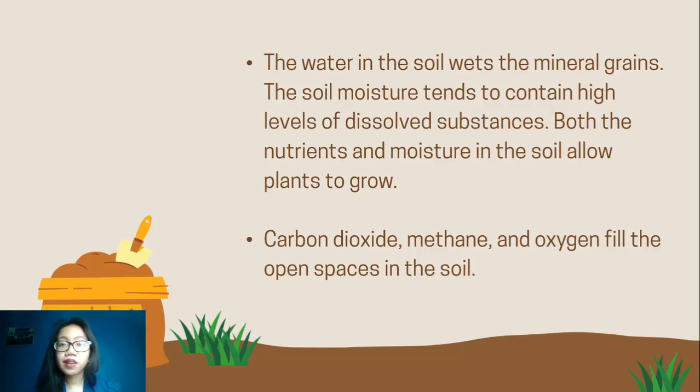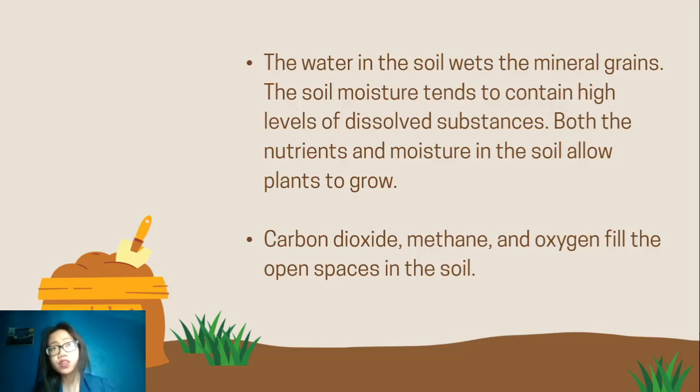Now, the water itself is also an important component of soil. We have discussed in the previous module about the hydrologic cycle. So we know that some water is contained within our soil due to infiltration. The water in the soil is full of minerals, nutrients, and important vitamins because the soil moisture has dissolved substances, and it's important as well for supporting plants. The nutrients and moisture in the soil will allow the plants to grow.